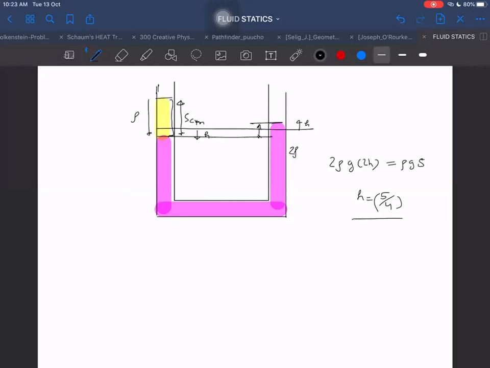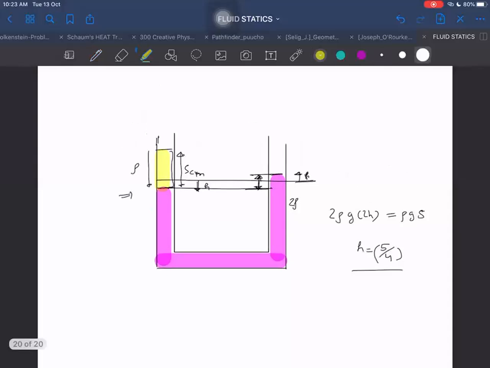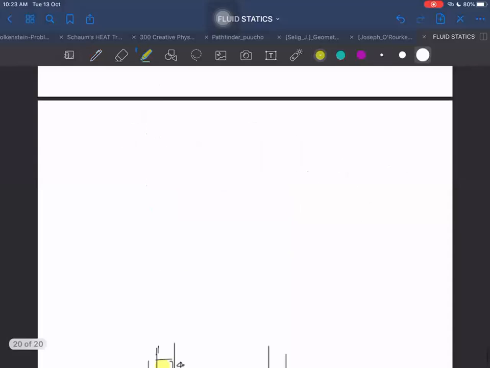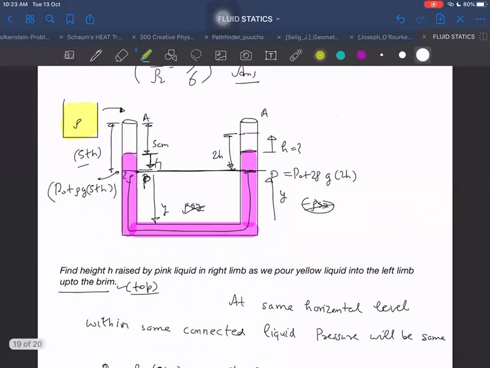But if I ask you what is the level difference between these two, I'm not asking what height it will rise or how much one side is lowering, but just the height difference, then the answer you gave, 5/2, is correct. That is only for this case, not for the case when it is filled up to the top. Because if it is filled up to the top, then the total height will become not 5 but 5 plus h.